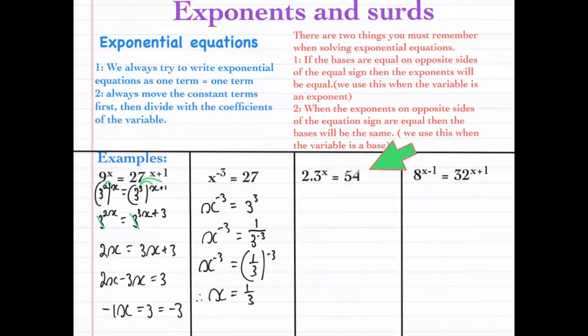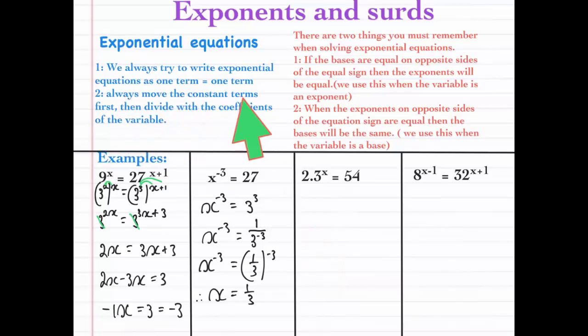Now, how about this example? And look, this is going to be a part of this blue one because we always try to write the exponential equations as one term equals one term. So in this case, we have one term equals one term. But look, we have an extra number there, right? The extra base number.